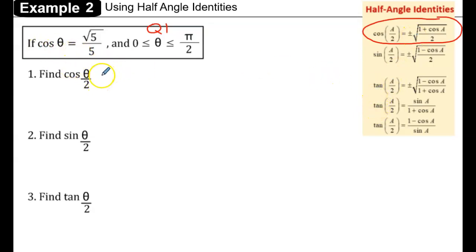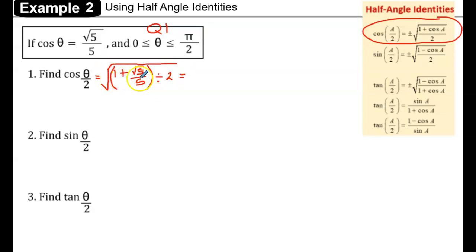Applying this identity, we have the positive square root of 1 plus the cosine of the angle, and the cosine was given as root 5 over 5. That is our numerator, and it's being divided by 2, and that's all under the square root.